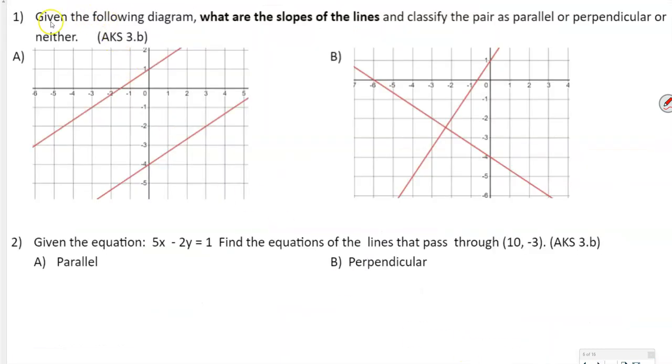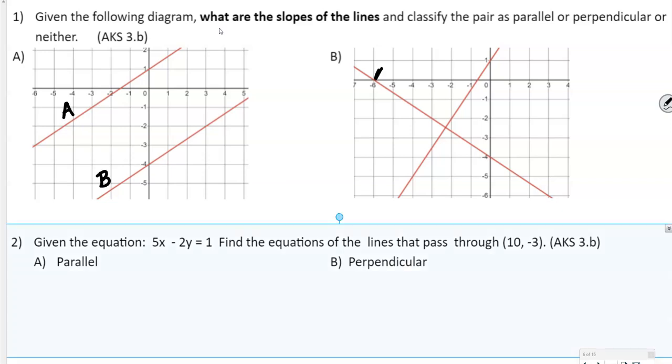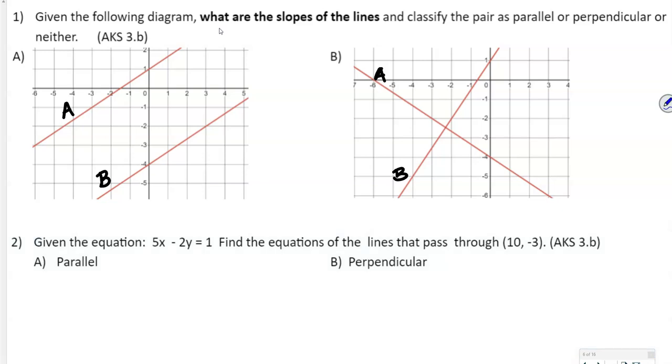Okay, so here's our first problem. Given the following diagram, what are the slopes of the lines, and classify the pairs parallel, perpendicular, and either. Okay, so what we're going to do is look at these lines, and on y'all's papers, we went ahead and put in that this was A, and this was B, and this was A, and this was B. Okay, so let's see if we can find 2 points on A and 2 points on B, and see if we can figure out what the slopes are.